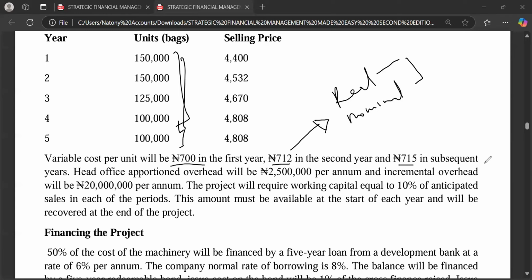But sometimes the examiner will be silent. You won't see whether it is real or nominal.